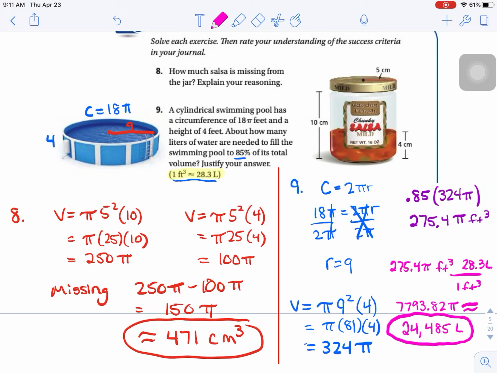Okay, we could have gotten rid of our pi earlier and calculated what 324 pi was or something like that. That would also work. It just depends on what you prefer. Okay guys, that is it for 10.1. Go ahead and log into Big Ideas and try out those problems.